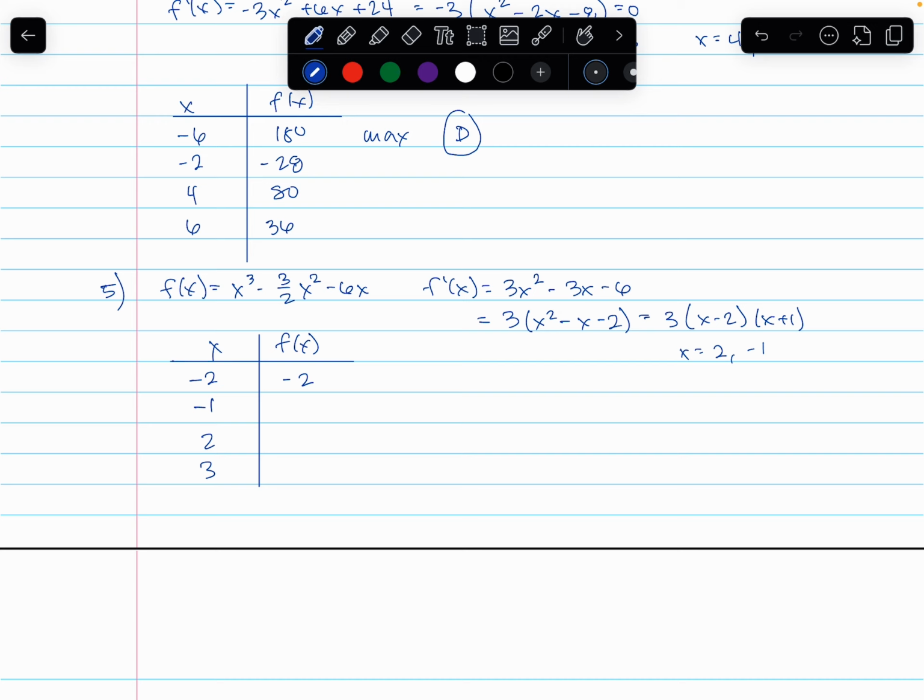Okay, let's use -1. And I get 3.5. They're using fractions, so that's going to be 7/2. Let's do 2. And I've got -10. Let's do 3. We're going to plug that in. And I got -4.5, so -9/2. And we're looking for the maximum value, so that's going to be at -1, that's going to be 7/2, so we got the max here, so that's going to be C.